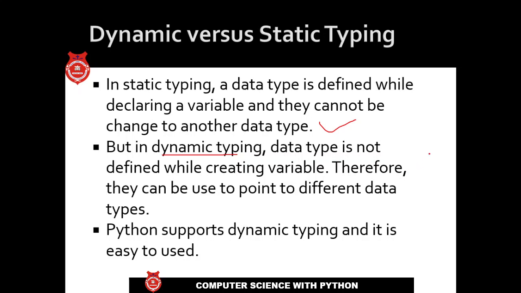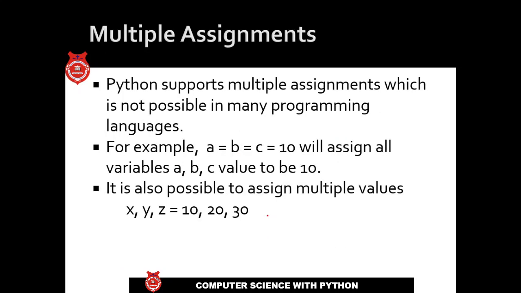Dynamic typing means when you assign a value to one variable, you can give another data type to the same variable. That is known as dynamic typing. So Python supports dynamic typing, and it is very easy to use. Because Python supports dynamic typing, it is more superior to other programming languages.